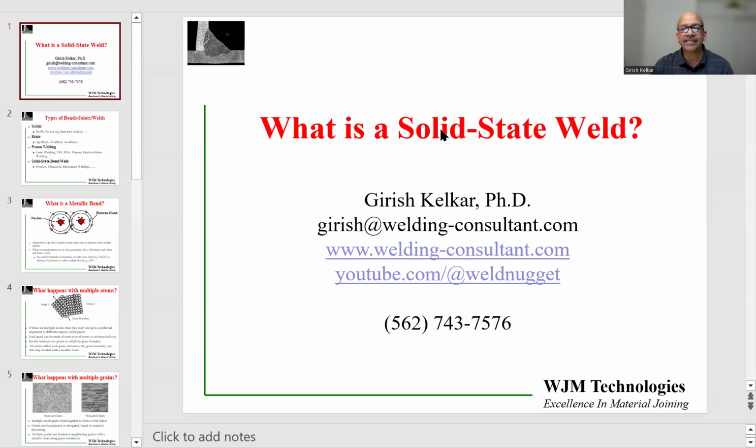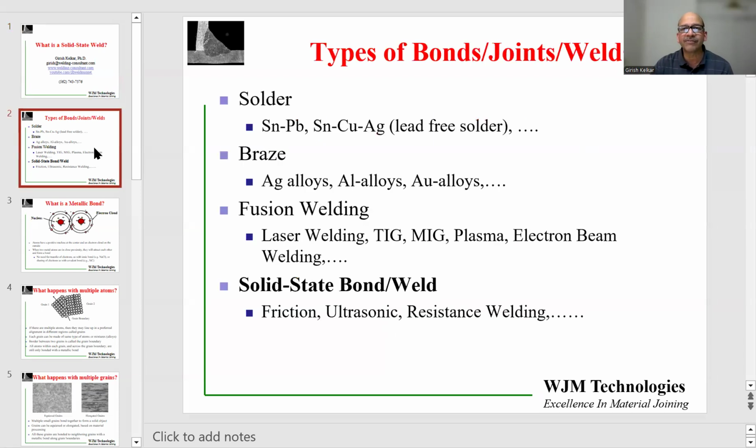So what exactly is a solid state weld? For that, let's start by looking at what are the different types of bonding and joining techniques that we have. The four ones we list over here are solder. Soldering is a low temperature bonding process where we have a solder alloy which melts and bonds with the two components, usually for electrical connections.